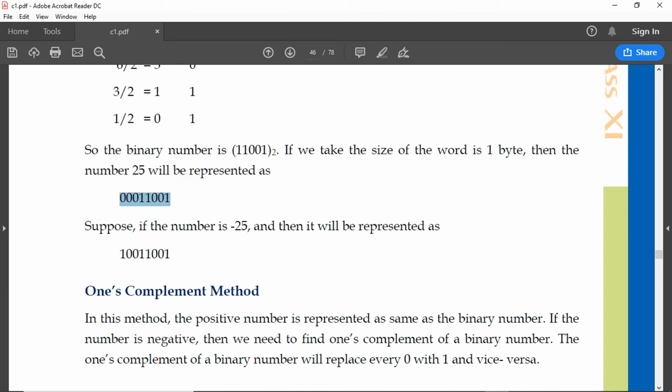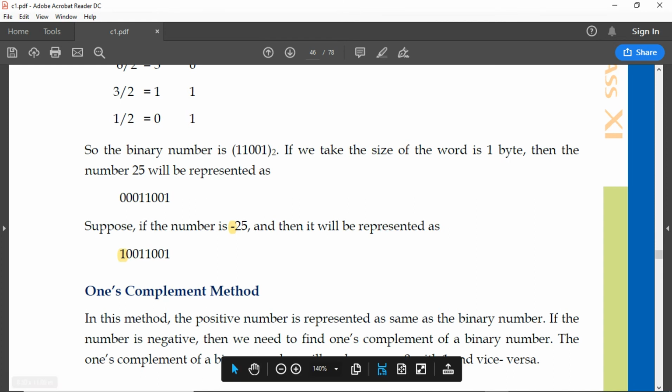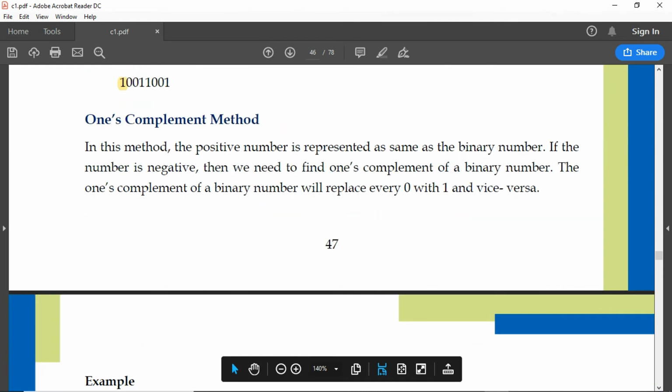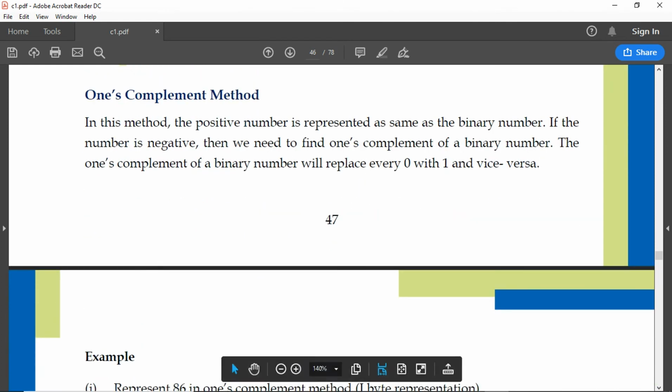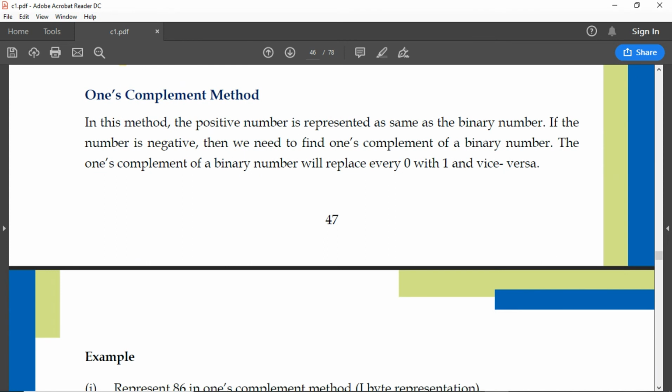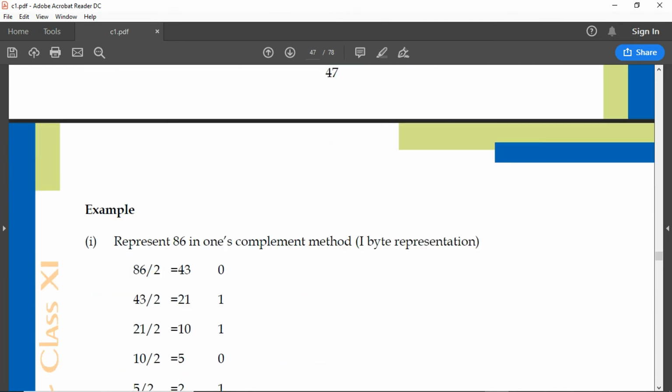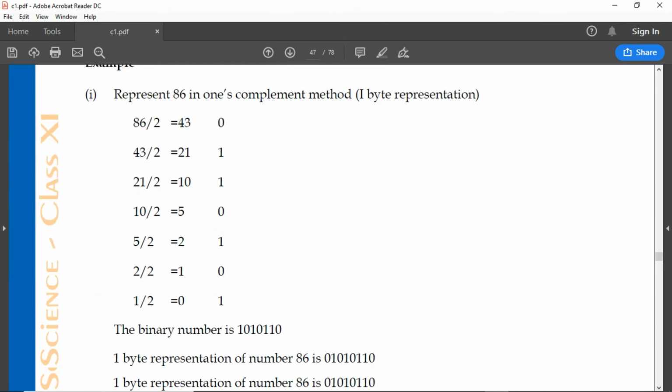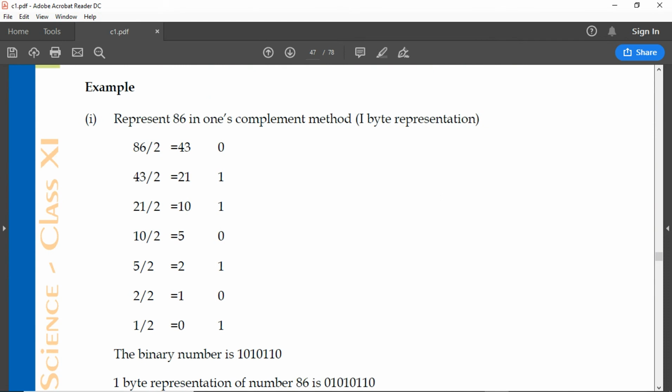Suppose the number is minus 25, and then it will be represented as 100110001. 1's complement method. In this method, the positive number is represented the same as the binary number. If the number is negative, then we need to find the 1's complement of the binary number. The 1's complement of a binary number replaces every 0 with 1 and vice versa. Example: represent 86 in 1's complement method, 1 byte representation.